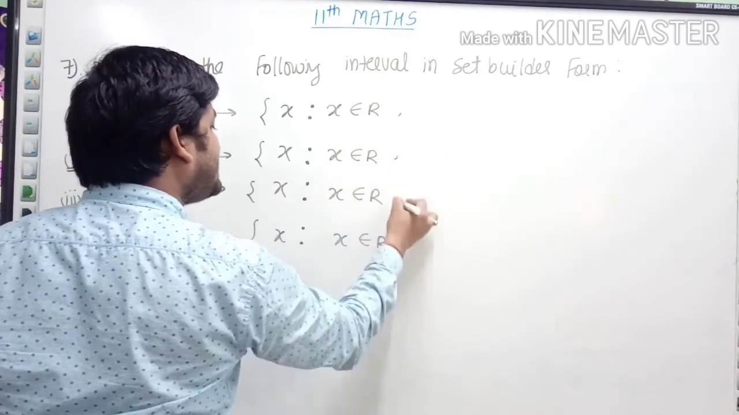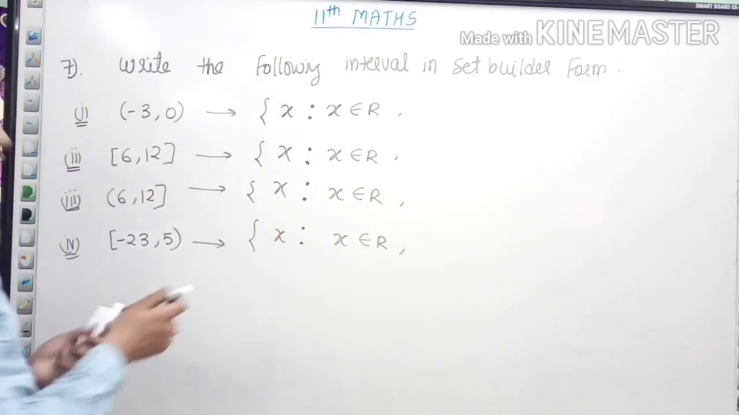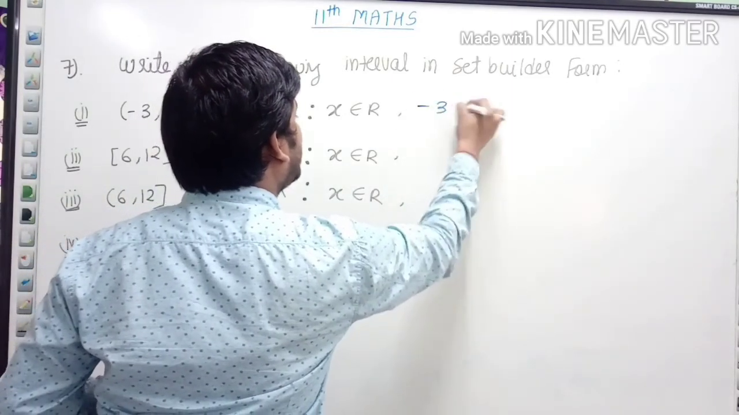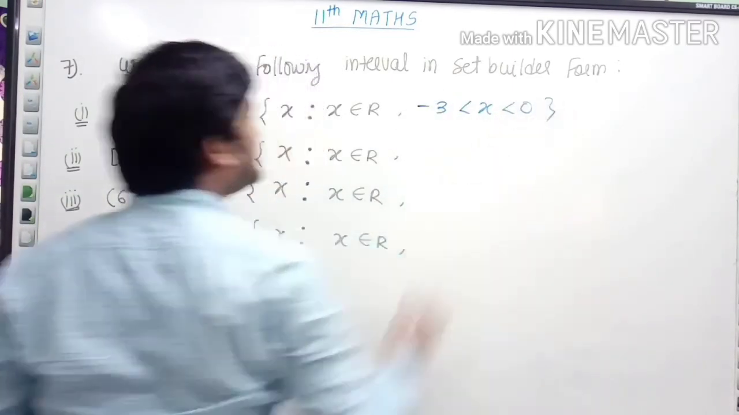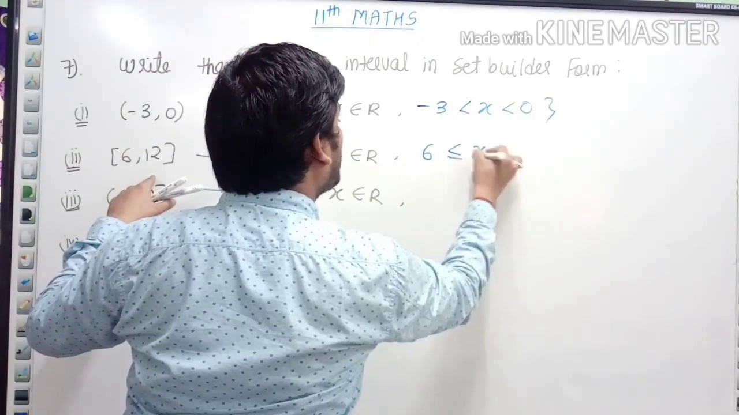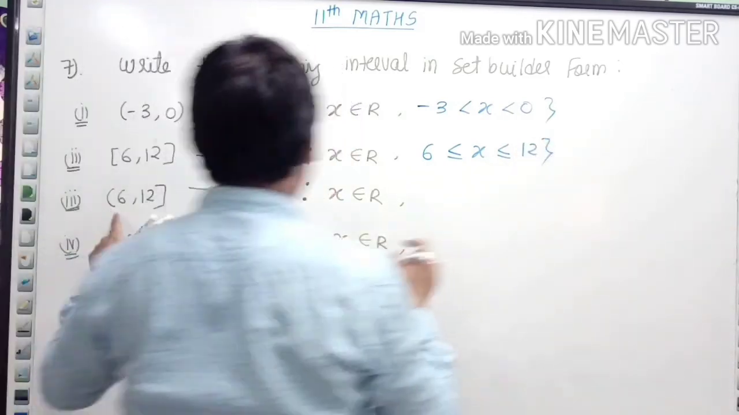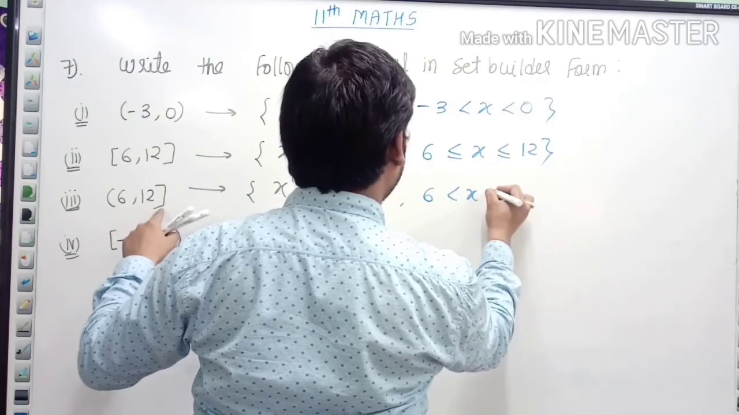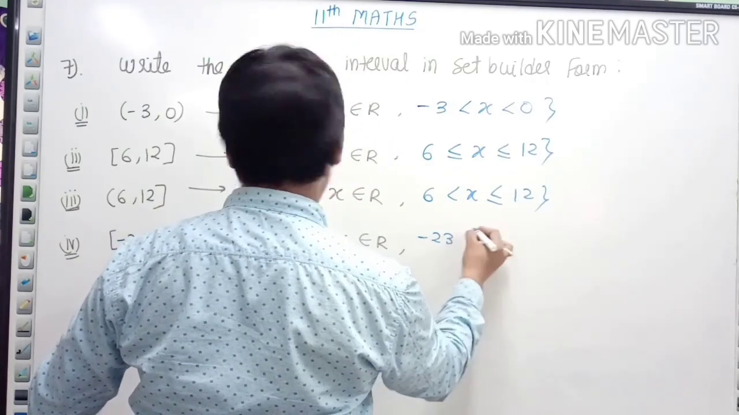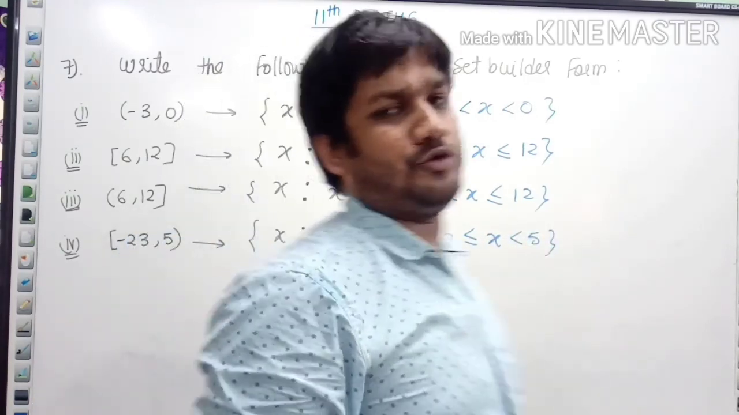And next is this interval, all values between -3 to 0, open bracket, so -3 less than x less than 0. 6 to 12 is closed, so 6 less than or equal to, in closed the equal to comes. 6 and 12, open at 6 and closed at 12. -23 and 5, so open at -23 and closed at 5. Okay.